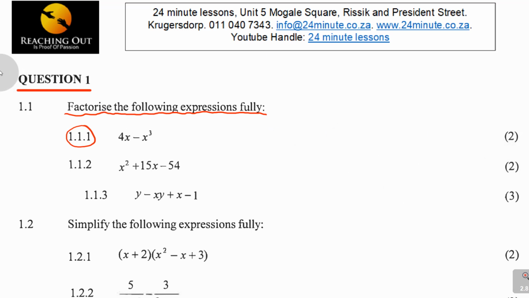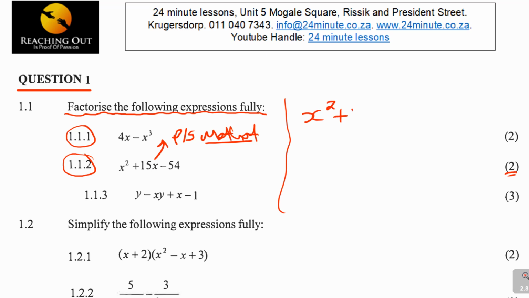Let us go to the second, 1.1.2. We're supposed to factorize again. They made this 2 marks. All right. To me, I usually call this one factorization by the product sum method, but I'll try to shorten it for you because of time, because this is revision. So what are we given here? We are given x squared plus 15x, right, and then minus 54. Remember, I'm supposed to factorize.